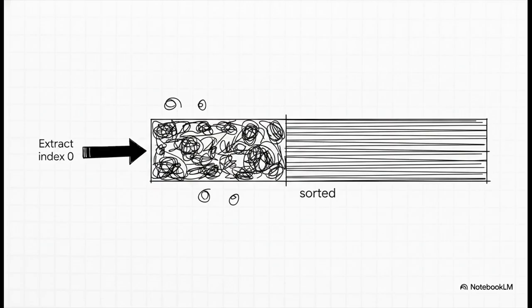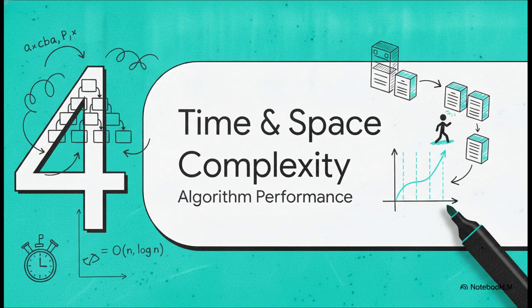As we keep promoting the greatest remaining child to the root and swapping it to the back, we are literally building a solid wall of perfectly sorted elements from right to left, while the chaotic, shrinking heap stays safely contained in the front. Of course, all this careful sifting and swapping comes with specific performance metrics. Let's look at our fourth section, time and space complexity.